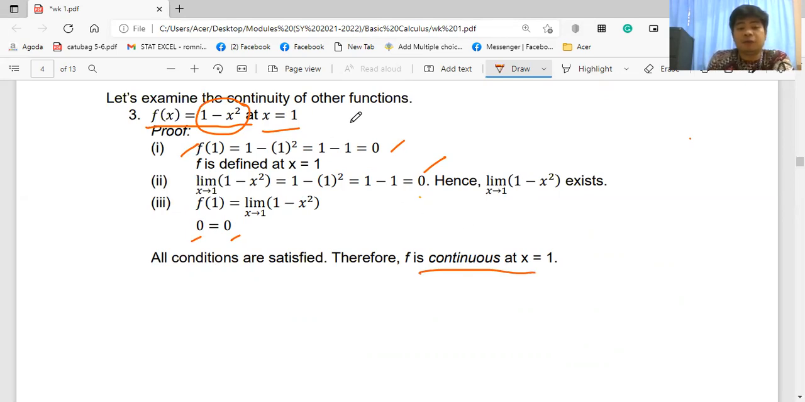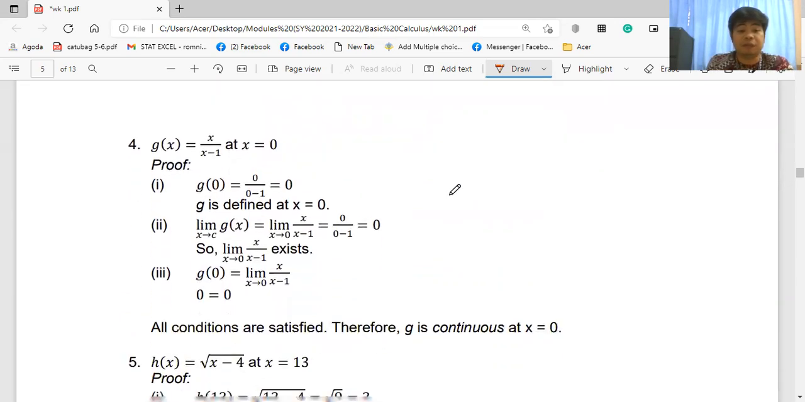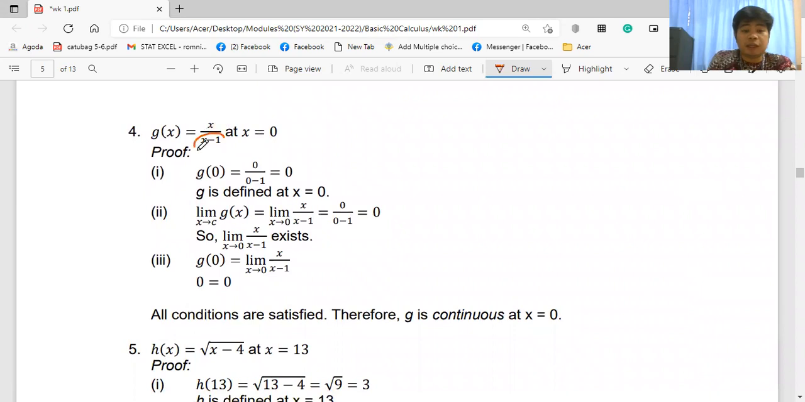Again, whatever value of x you use, continuity is always true for the given polynomial function, specifically a quadratic function. In number 4, we know that x minus 1 will become 0 when x is 1. But this is x equal to 0. So, meaning, 0 is included in the domain of the given function g. Then you can say also that all conditions will be satisfied.